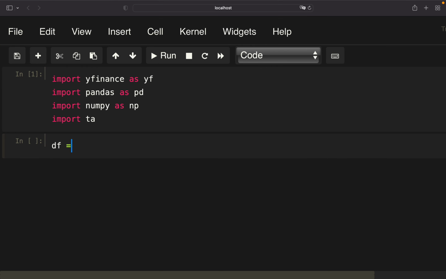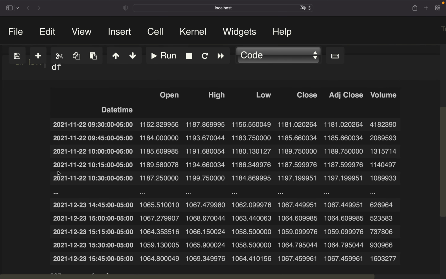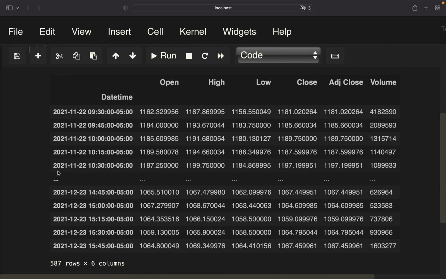But first of all, we are pulling data using yf.download, and we are just starting with Tesla. Going back, yeah, let's just take the end of November here. Unfortunately, we cannot go back this far using YFinance, and we are starting with a 15-minute time frame. And with that, you are getting a data frame which you should be familiar with. All right.